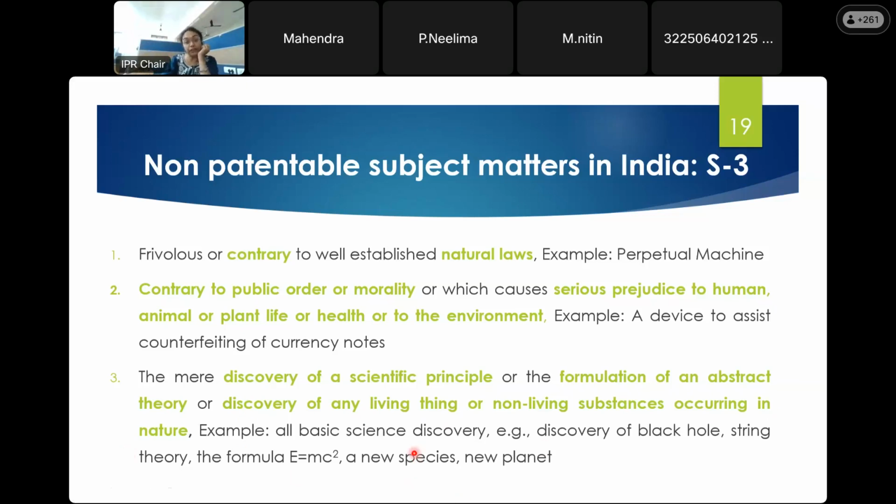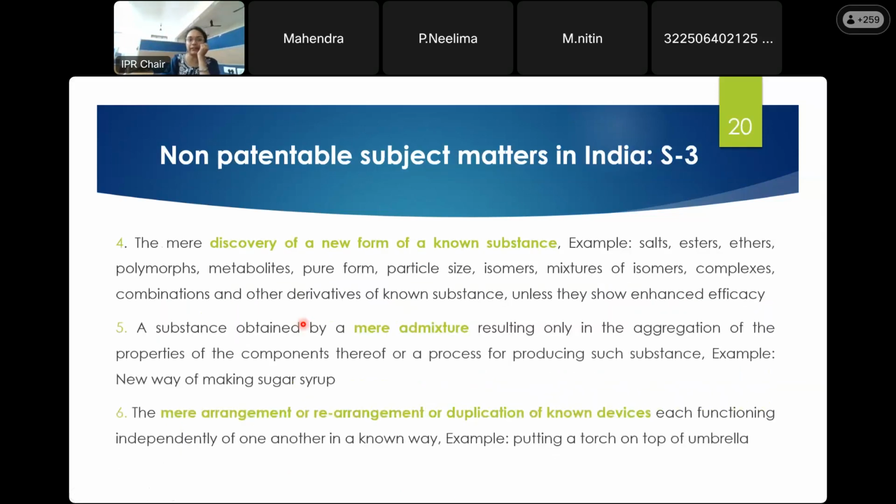So for example, if a new species has been discovered, or a new planet, for example, Pluto, after Pluto also we find some new planet. That is a discovery. That is not an invention. So you're not going to get a patent for that. Okay. You cannot stop every third person from using that planet. That doesn't even make any sense. So discoveries are not patentable. Then discovery of a new form of a known substance.